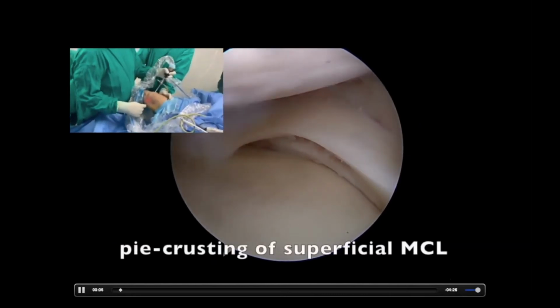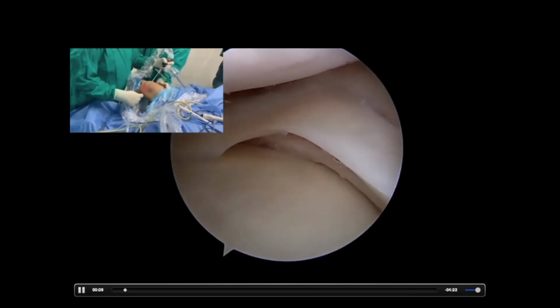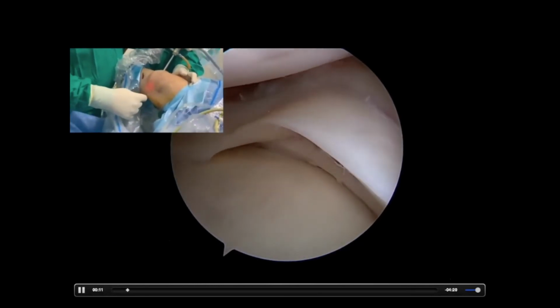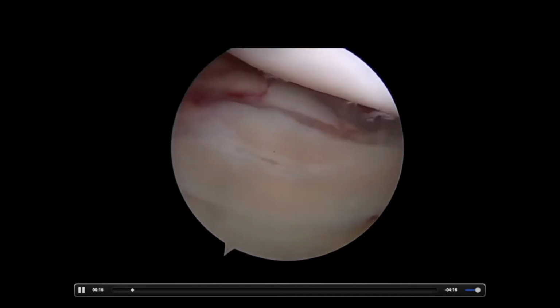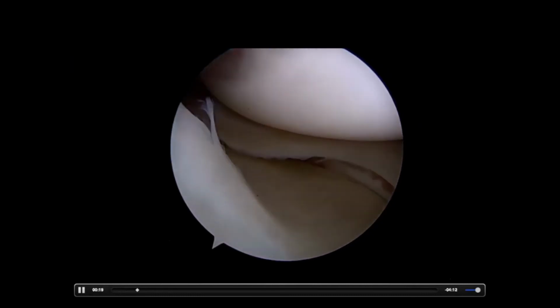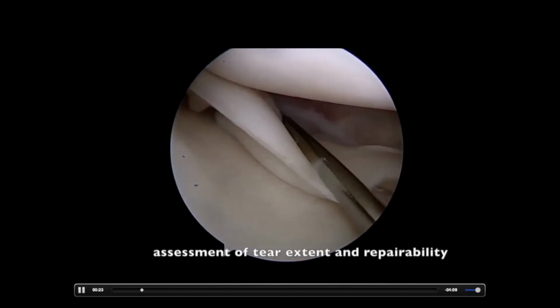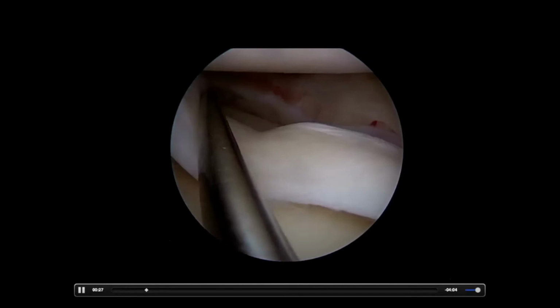This is the right side knee. We are doing almost all cases of meniscus repair. We do pie crusting because it increases joint space. And we reprobe so that the extent of the tear can be measured. This is probing, so the extent of the meniscus tear, all types of meniscus tear, has been examined.